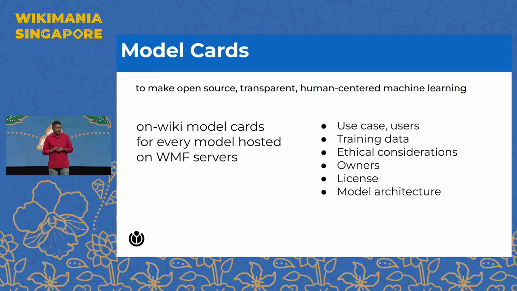We want to document the use cases. Who are the users of this model, potential use cases? Which data is used for training this model? Its ethical consideration, if any. We need to be transparent about ethical consideration. Who is developing this model? Who is the current owner? Who is the contact person for these models? The license and model architecture so that people can understand how this is working.